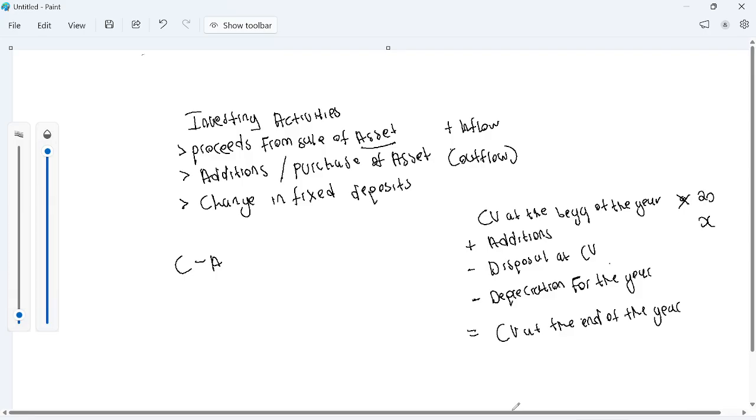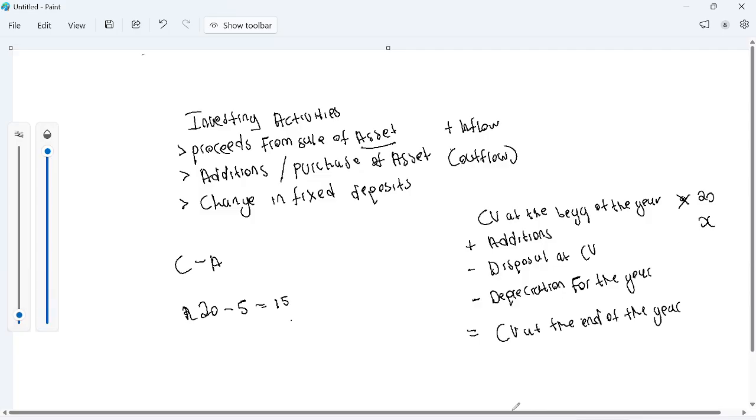What is disposal? Disposal is the same as carrying value, but for a particular asset that is sold. Let's say the cost of the asset that is sold is 20 rands, and then the accumulated depreciation of the vehicle on the date of sale was 5 rand. What is the difference? The difference is 15 rands here. So this 15 here is the disposal at carrying value.